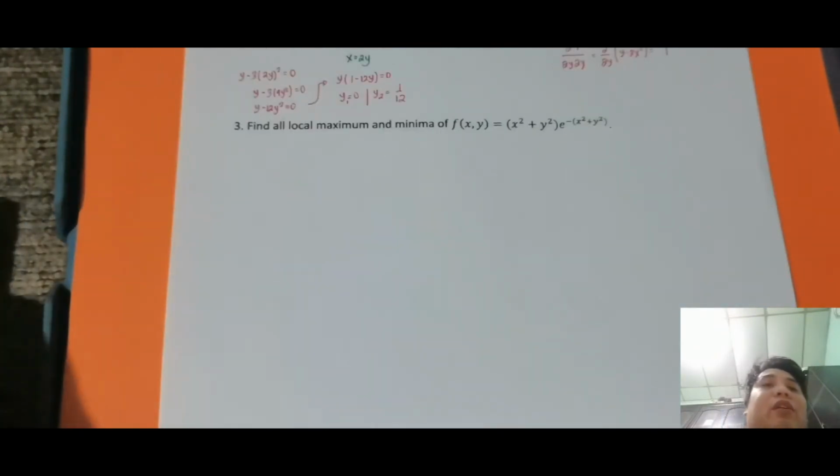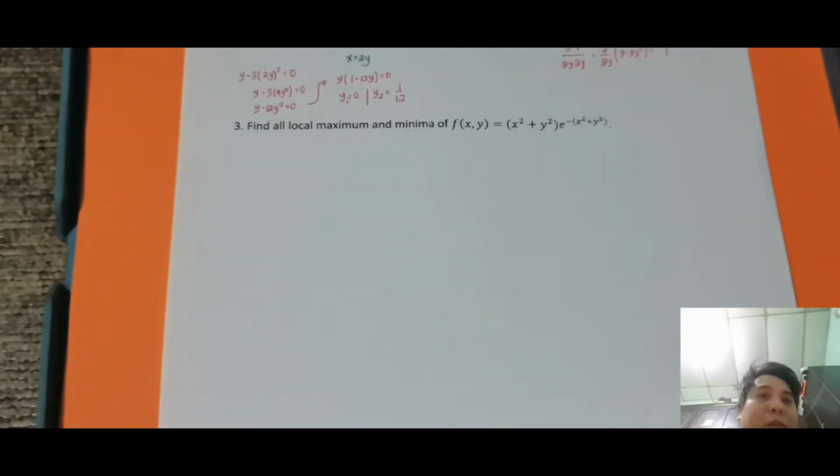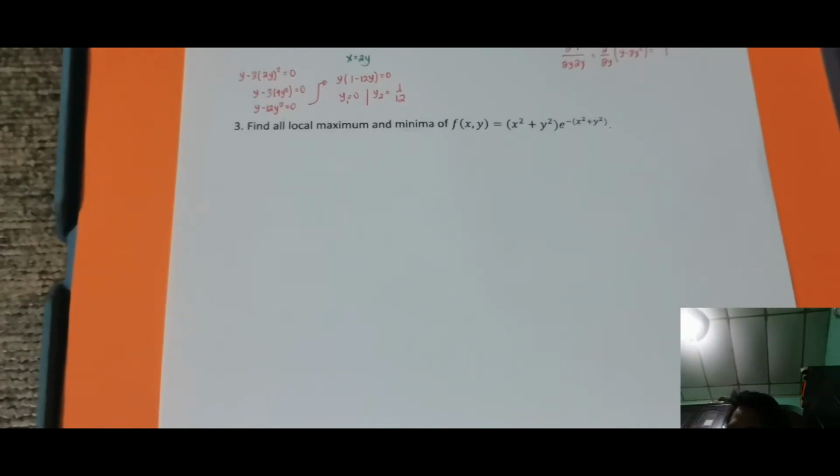Okay, now, find all the local maximum and minimum of f(x, y) equals e raised to negative (x squared plus y squared). So, ayun, medyo kakaiba to, no? Paano ba natin siya hanapin actually? Ito yung medyo kakaiba. So, check na lang natin.